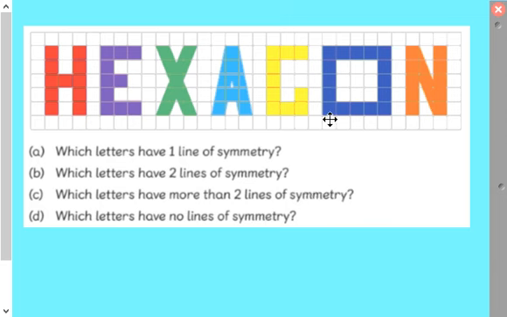The O here, this sort of square O here, it has a vertical line, it has a horizontal line, and it has two diagonal lines. So that would have more than two lines of symmetry. And finally, the N doesn't have a vertical line of symmetry, it doesn't have a horizontal line of symmetry, and it doesn't have any diagonal lines of symmetry. So that's our second shape that has no line of symmetry in it.